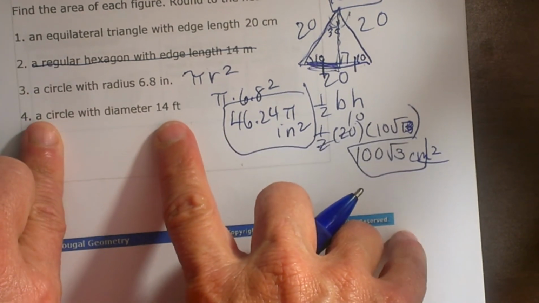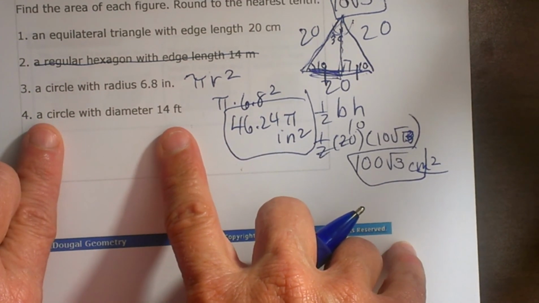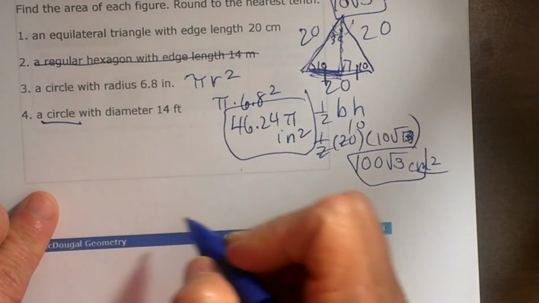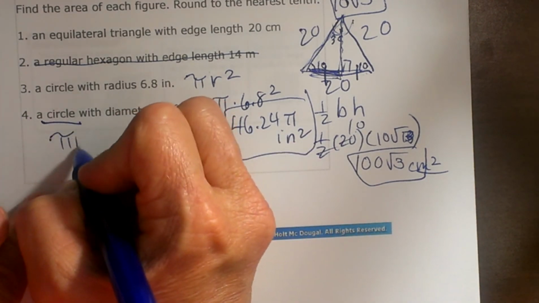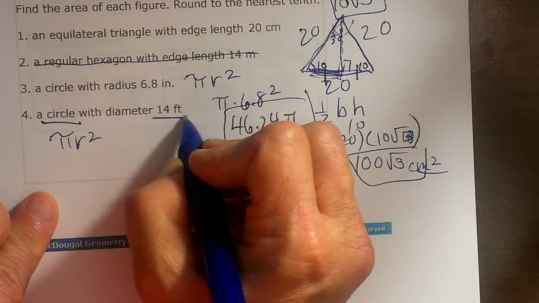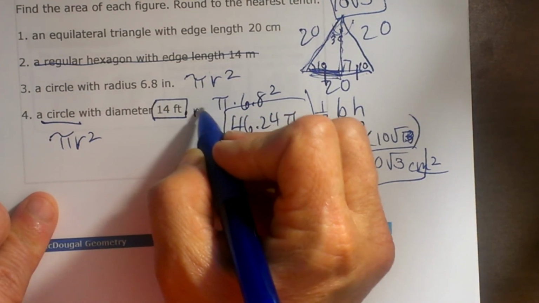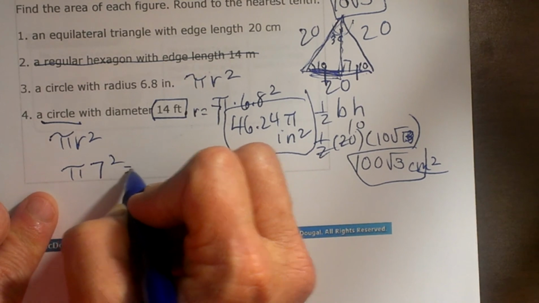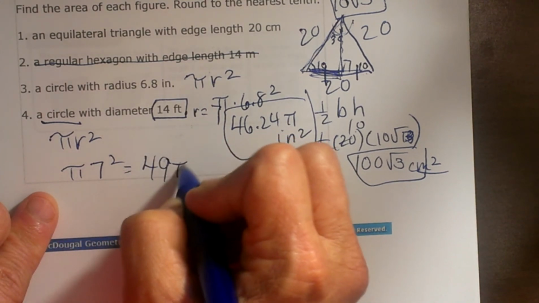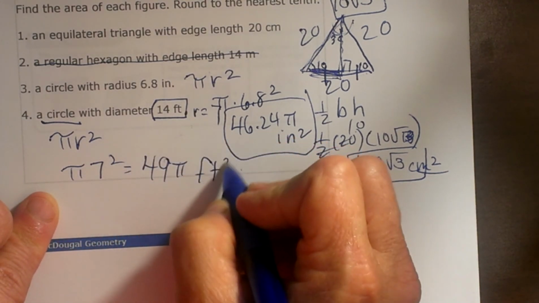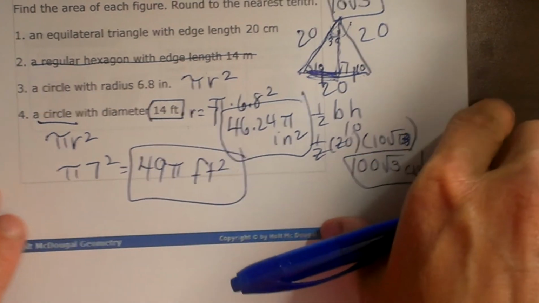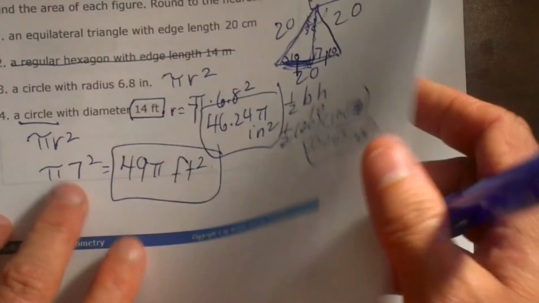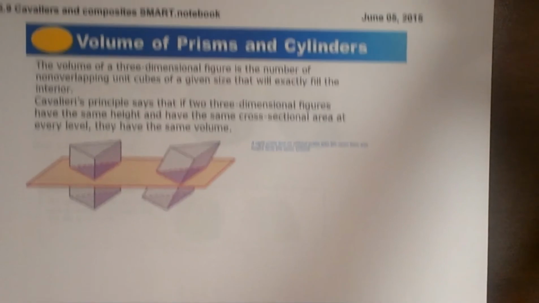And then a circle with a diameter of 14. Now remember, we're dealing with circles again, and the formula is pi r squared. So if our diameter is 14, what's our radius? Our radius is 7. So pi times 7 squared, or 49 pi feet squared. So there's a quick little review. And again, I don't think we're going to do hexagons this summer. We just don't have enough time.